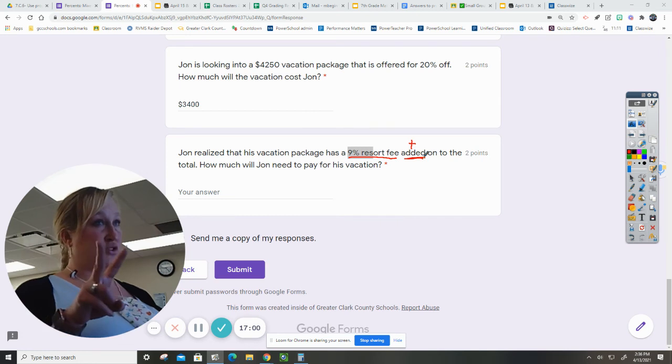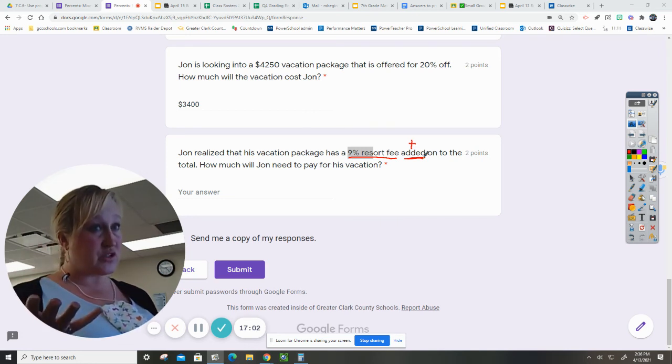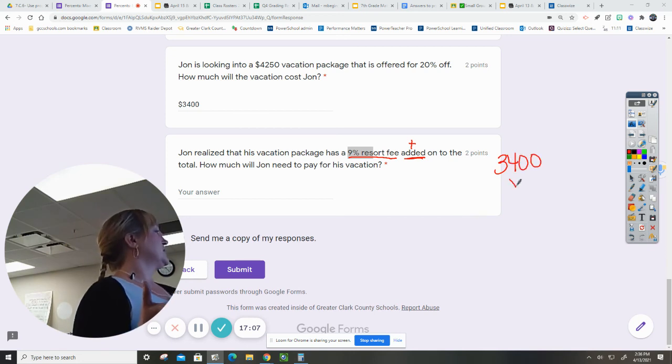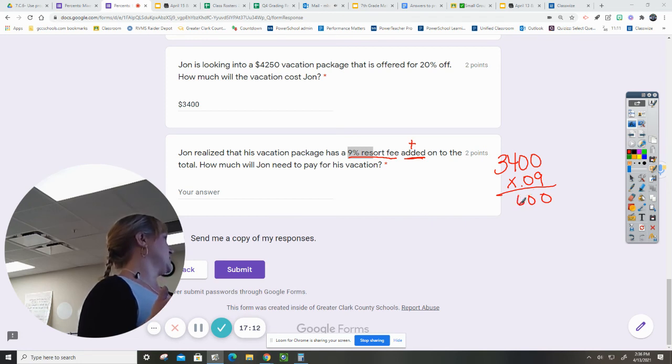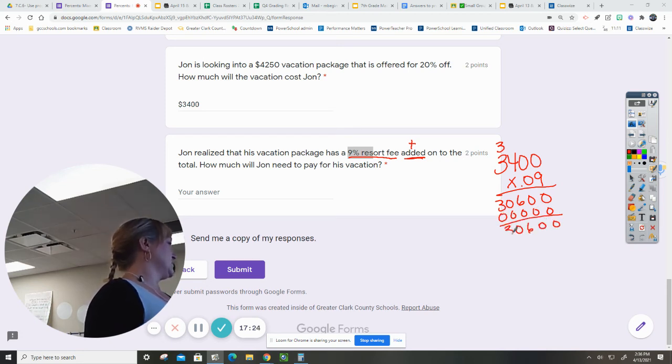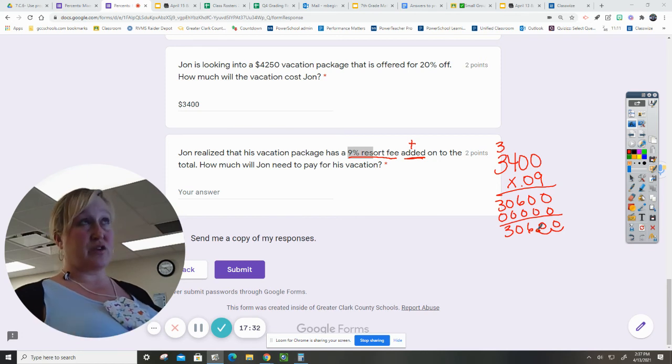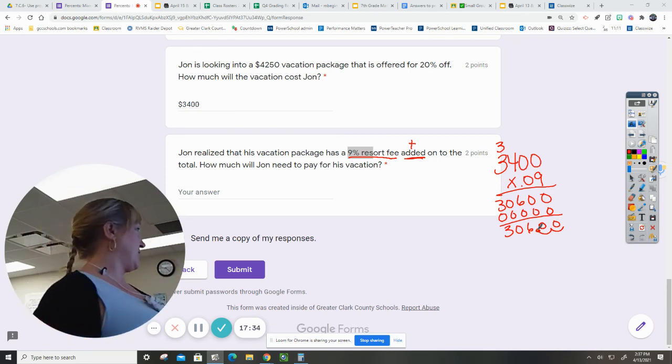So that means I still have to do the two things. I have to figure out how much they're going to add to the total, and then I have to add it to the total. So 3,400 times 0.09. 4 times 9 is 36. 27, so 30. So 0, 0, 0, 0, 0, 0, 6, 0, 3. I have 2 decimal places. So $306 will be added to that $3,400 because of the resort fee.